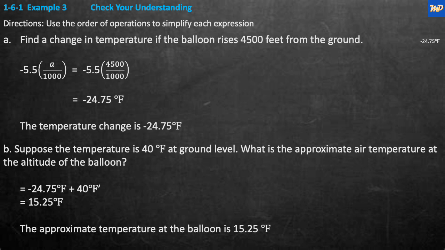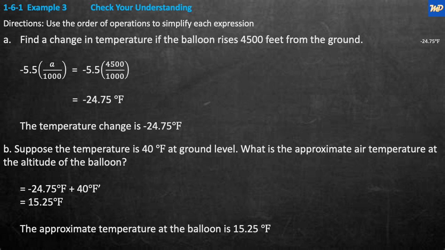So, example 3, check your understanding. Use the order of operations to simplify each expression. Find the change in temperature if the balloon rises 4,500 feet from the ground. Okay, so what are we going to do? The other problem was 8,000 feet. This one now is 4,500.